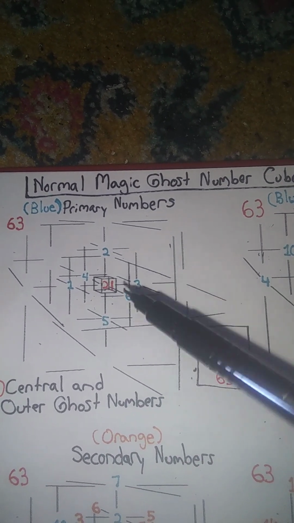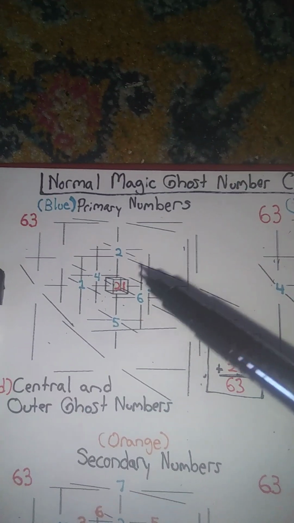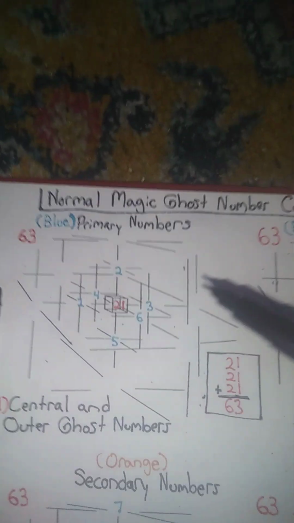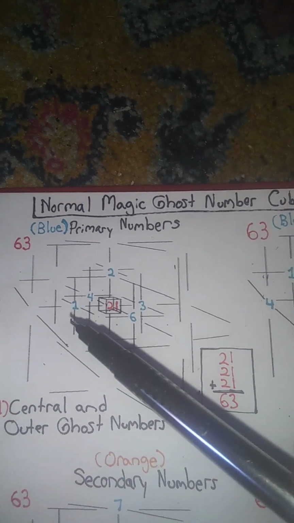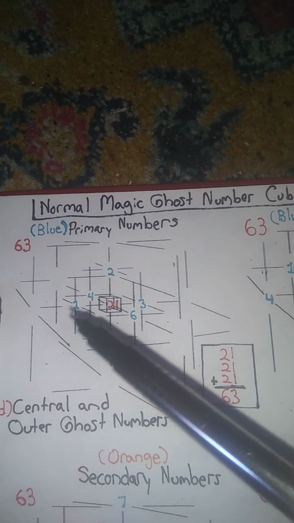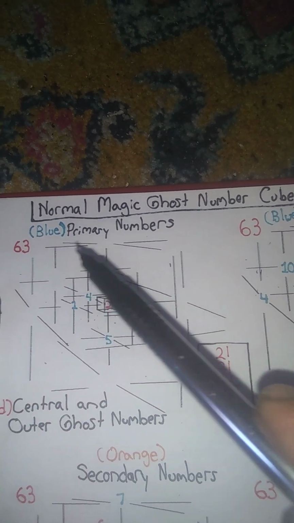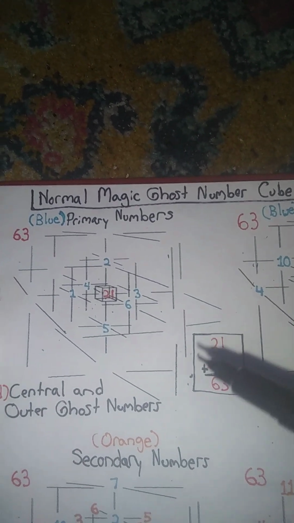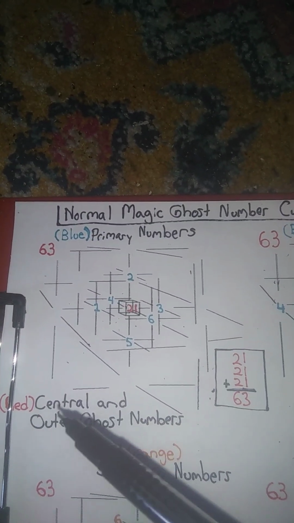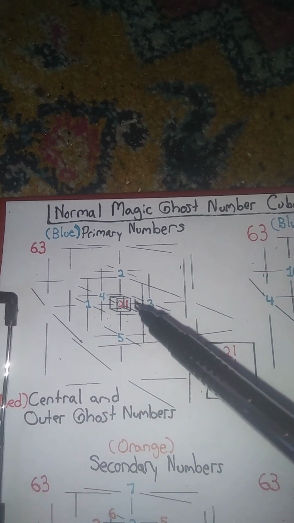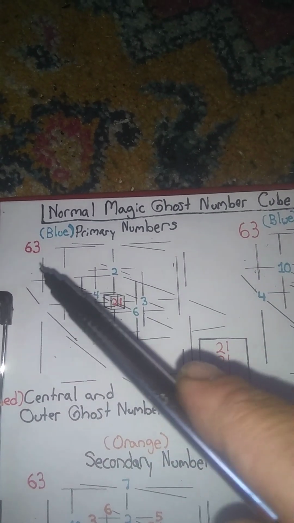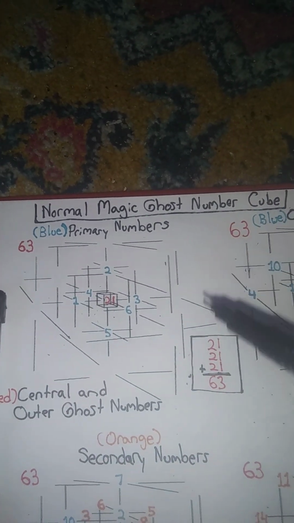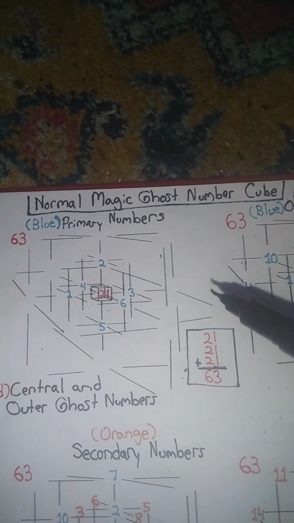Or it would all come out the same. There are different nuanced parts in it. But you put 6 random numbers around the 6 faces of the cube. I call them primary numbers, and they're colored in blue. The red numbers are the central ghost number and the outer ghost numbers. I only put 1, so it wouldn't get too messy to begin with.